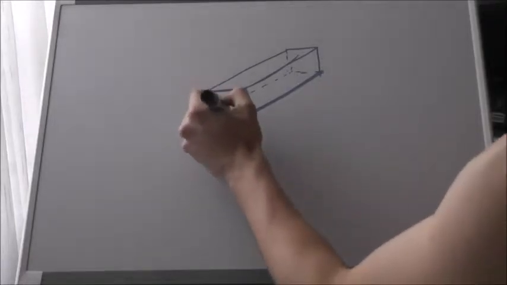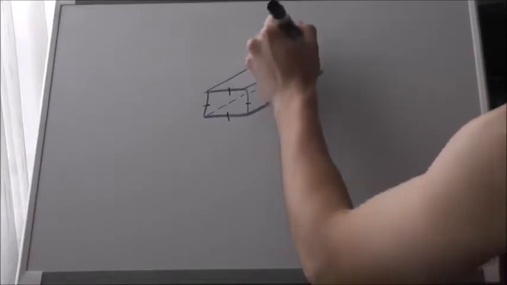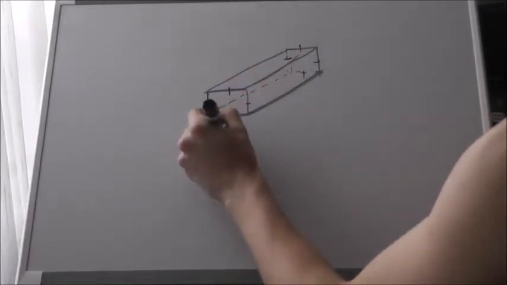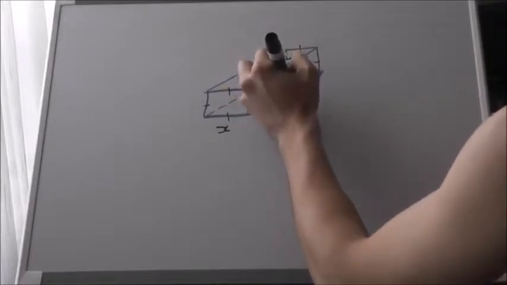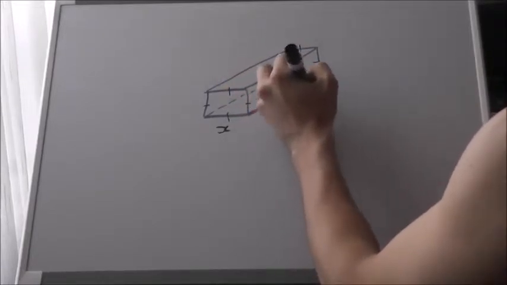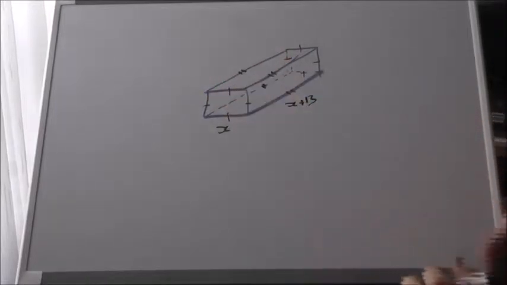Next, you want to label the sides. Now you know that it has square ends, so its height and width are going to be the same. Let's call it x. Now, the length of the box on all four lengths is going to be the same. And we know it's 13 centimeters longer, so it's x plus 13.